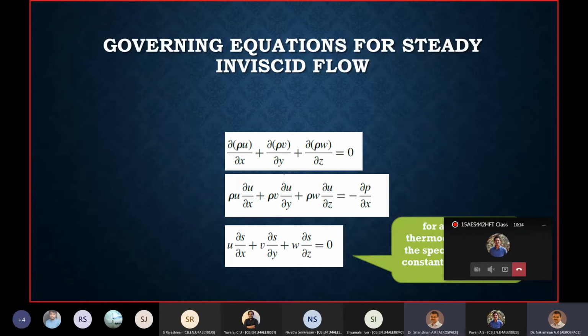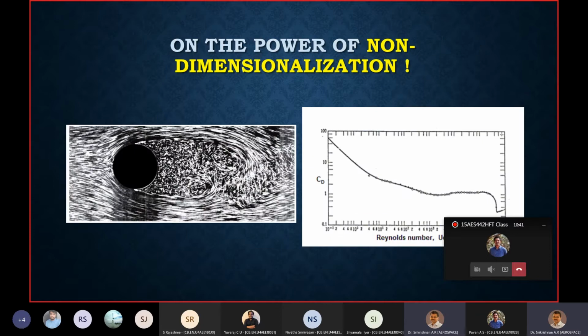You would have seen this earlier also in other topics, non-dimensionalization of governing equations. What is the big advantage of it? When you non-dimensionalize an equation, when you properly normalize it, we can reduce the number of variables that we need to consider at any given point of time. So that's one major advantage of non-dimensionalization. I often quote this example of flow past cylinders.